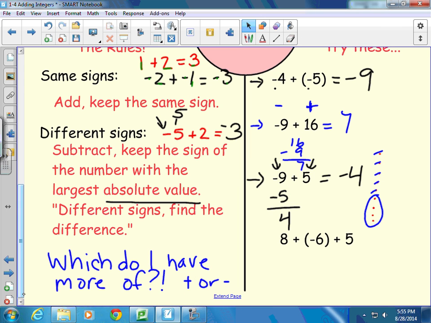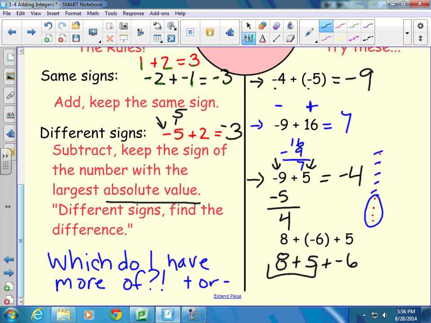Last one, and then I want you to check out your book and see the word problems that are in there as well. So, 8 plus negative 6. You can do this in any order. What I might do here is, since I know addition can go in any order, that commutative property, I can reverse the order and it makes no difference. So I'm going to go 8 plus 5 plus negative 6 because I want to add these positives together first.